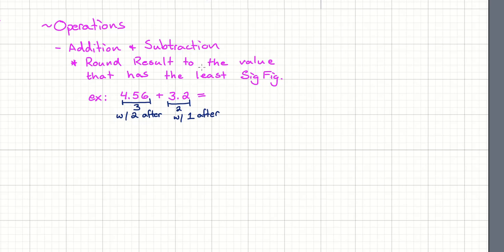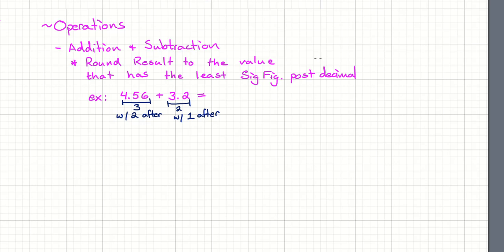Now, there's a super important word that I need to sneak in here. Round the result to the value that has the least significant figures post-decimal. And that's my bad. I was excited to do a little bit of math rather than just writing words. Sorry. Okay. As we look at those numbers, can we agree that 3.2 has the least number of significant digits after the decimal? So our answer should have how many after we combine them? So we round the result to the value that has the least significant figures post-decimal. One of our numbers has 2 after the decimal. One of them has 1 after the decimal. Which one's smaller? 1. So our answer should have 1.